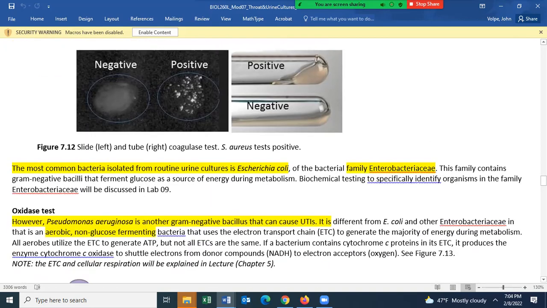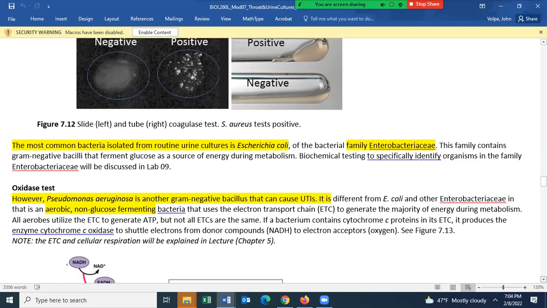The most commonly isolated pathogen from routine urine cultures is E. coli, a family Enterobacteriaceae. This family will grow on blood agar, but you'll also get gram positives growing on blood agar. And so this is why we grow the urinary specimen on both MacConkey's or on EMB. It will grow the family Enterobacteriaceae and other gram negatives.